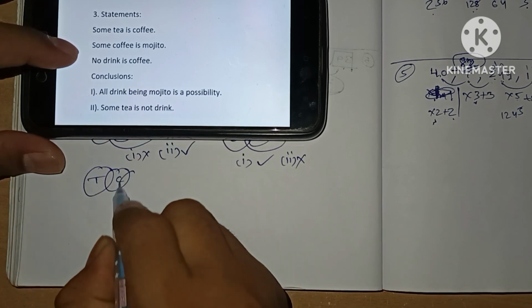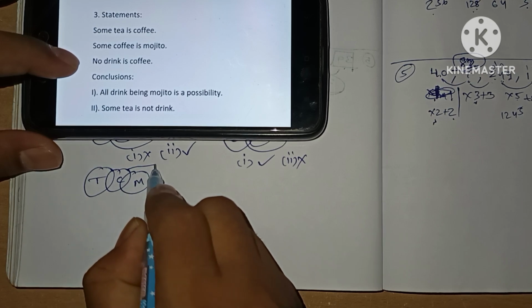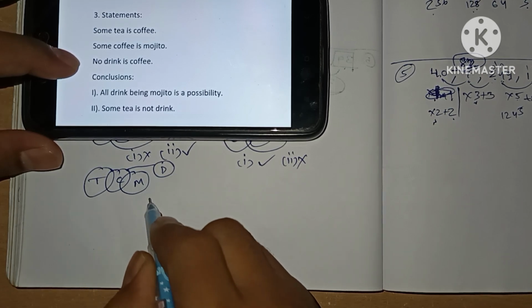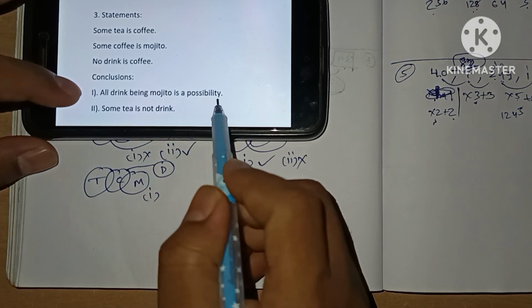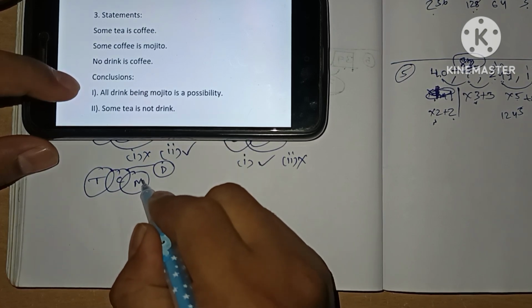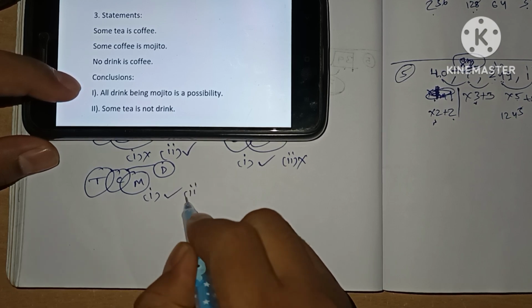Some coffee is mojito. No drink is coffee. So no drink is coffee. Let's see conclusions. First conclusion: all drink being mojito is a possibility. All drink can be placed inside mojito, as we can place in the possible diagram. So it is true.